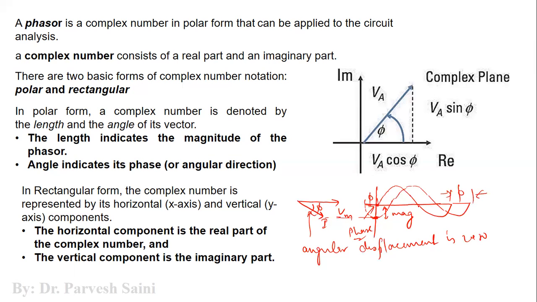This is phi, this is phi, this is phi. So the peak values are here. Here we have the peak value of current and voltage, right? This phi will remain constant, because both of them are rotating with the same angular velocity. So that means your current is lagging the voltage.